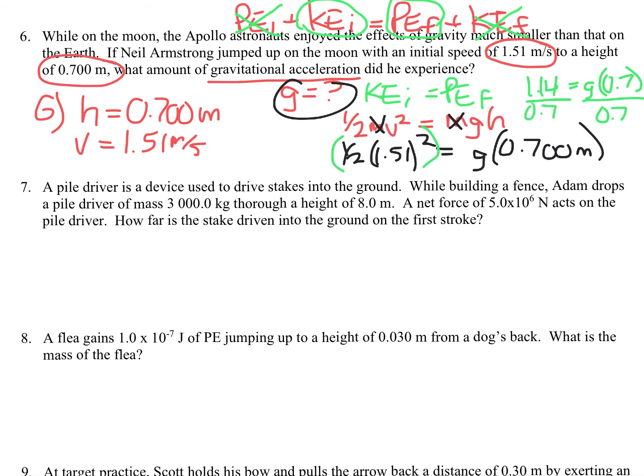Let me show my math to cross out that 0.7. So g is going to be left alone, and it's going to be 1.14 divided by 0.7. When I put that in my calculator, 1.14 divided by 0.7, I end up getting about 1.63 for my answer. So the gravitational acceleration is 1.63 meters per second squared. That's the answer I ended up getting.